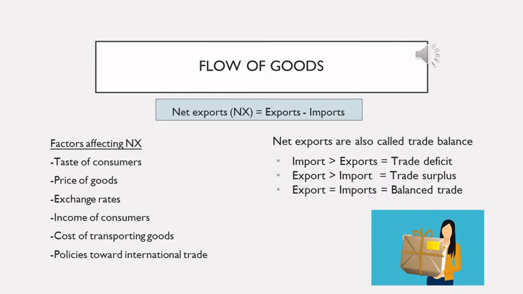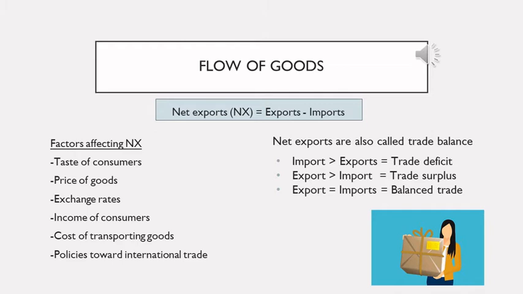Next, regarding the flow of goods, there is an equation for net exports, which is exports minus imports. Net exports are affected by different factors. There are tastes of consumers, price of goods, exchange rate, income of consumers, cost of transporting goods, and the policy towards international trade. Net exports are also called trade balance.